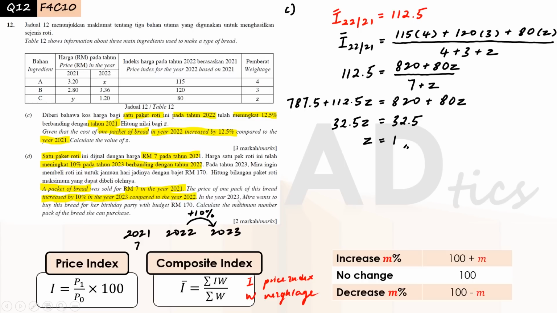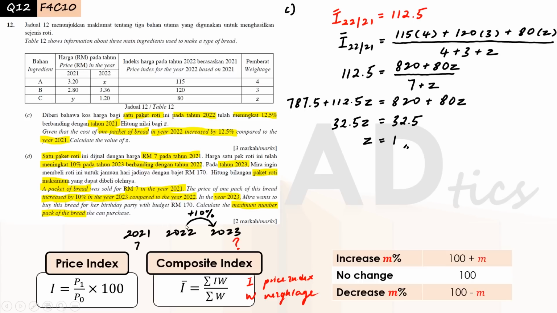So now in 2023, this person wants to buy bread for the party and with a budget of 170 ringgit. Right? So now we need to calculate the number of packs of bread that she can purchase. So this means we need to figure out the price of the bread during 2023. Right? So there are a few gaps here. For example, I don't know the price increase from 2021 to 2022.